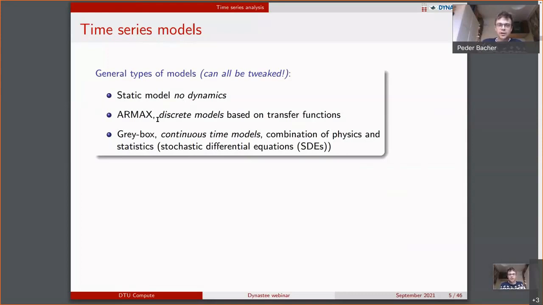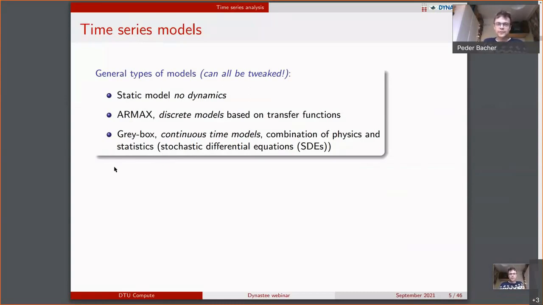The next type of models are discrete time models based on transfer functions. We will call those ARMAX models. And the final type of models that we will use are called Graybox models. And they can be formulated in continuous time. And that's why we can really combine the physics and statistics. So basically, we use differential equations, taken directly from physics, and then we call them stochastic. They become stochastic differential equations once we write them up in such a way that we can use them for doing statistics, or statistical inference.